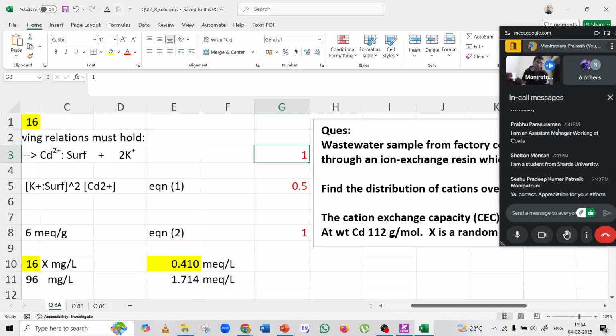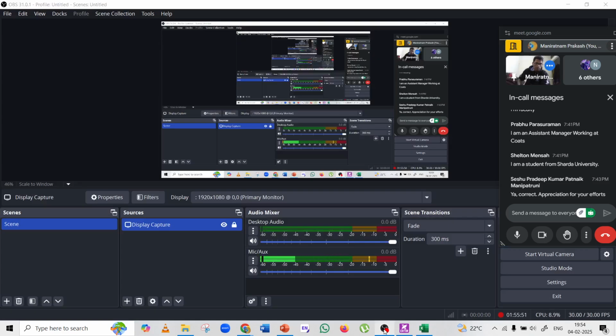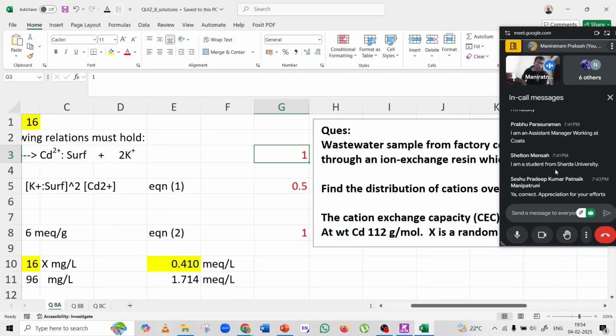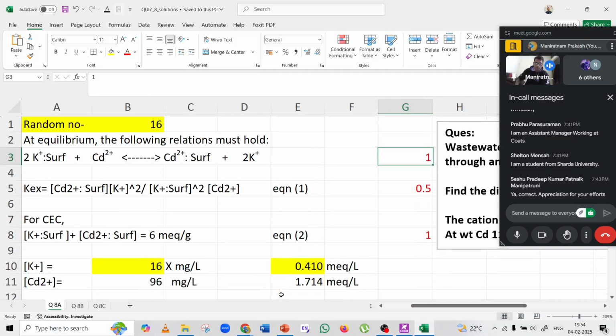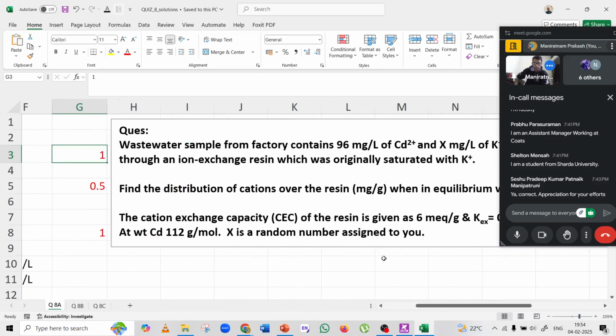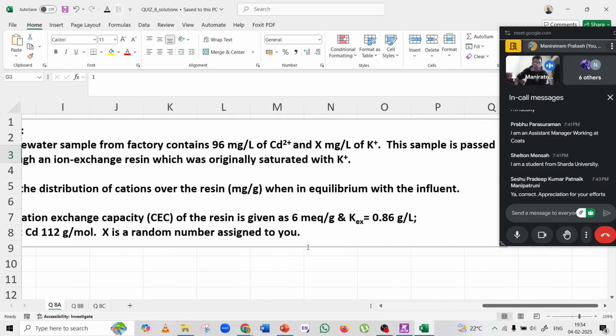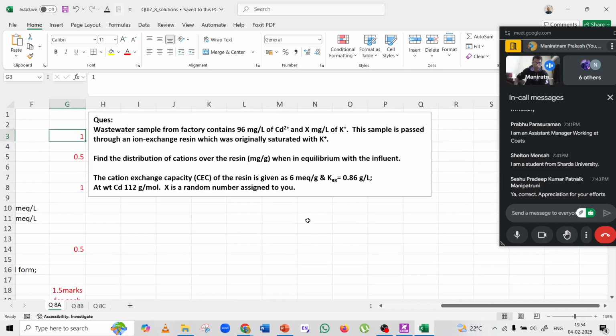I think that's all for today. It's already 7:55. So, does anyone have any question? First of all, tell me, were you able to get this question, and if a similar question comes again, will you be able to solve it?